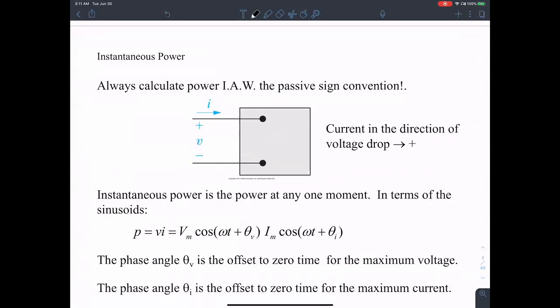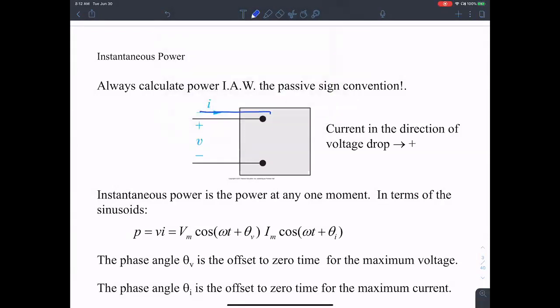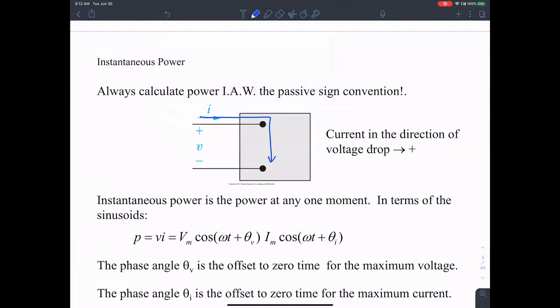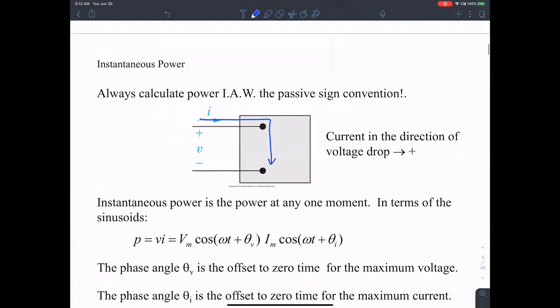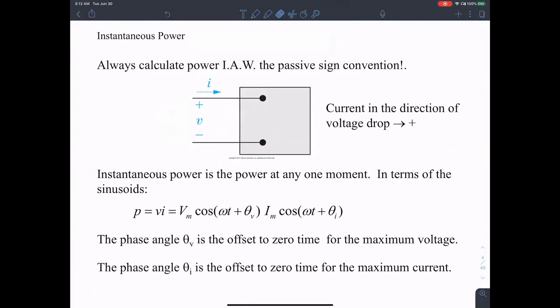If you remember, the power is always calculated in accordance with the passive sign convention. When the direction of the current is along the voltage drop, from positive to negative, then we call the power positive. That's the idea, passive sign convention. So when I have a voltage source and a current source, the product of these two gives me the instantaneous power, which is the power at any given moment.